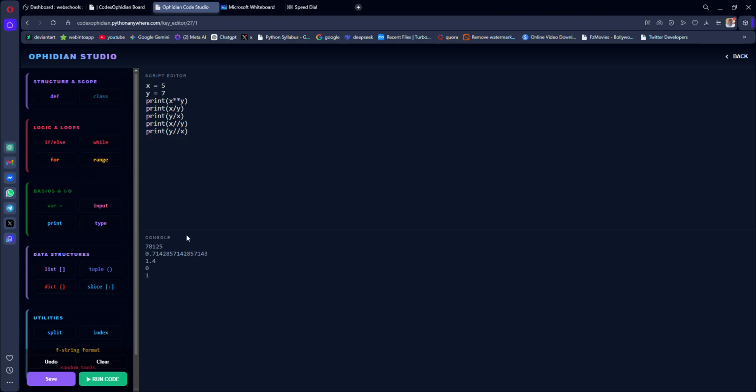Running that code now, you can see, oh, so it means the floor division took the first number. Because x over y is 0.714, it just gave us the 0. And y over x is 1.4, it just gave us the 1. So that means that double division gives only the integer part of the division.